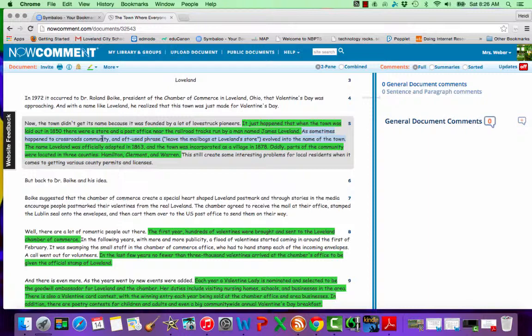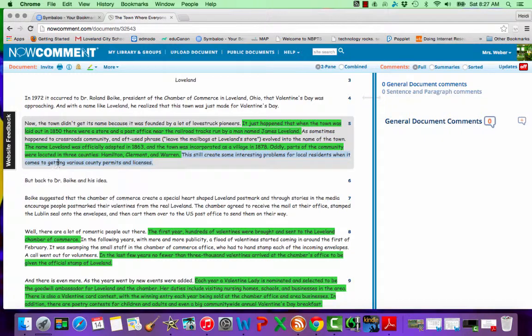It just so happened that when the town was laid out in 1850, there were a store and a post office near the railroad tracks run by a man named James Loveland. That's information that can be confirmed and validated. The name Loveland was officially adopted in 1863, and the town was incorporated as a village in 1878. That, too, can be validated.